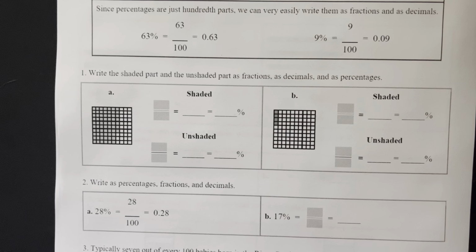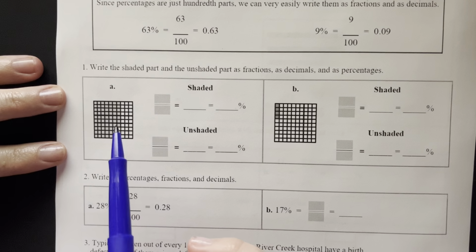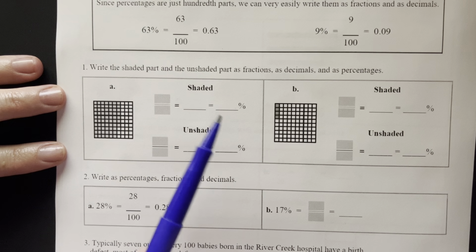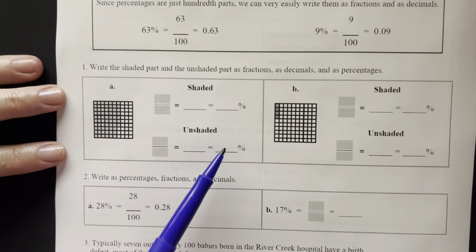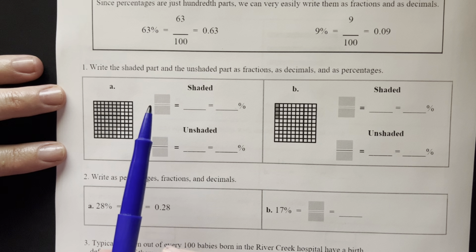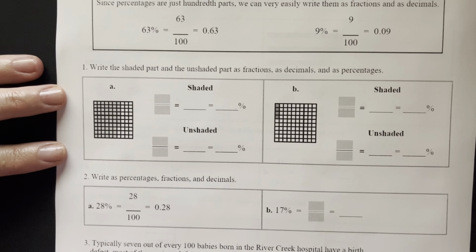Similar to the work we've already done with fractions and decimals using a 100 grid, we can use that to help find the percentage of shaded and unshaded regions, while also showing the equivalence between the fraction, decimal, and percentage representation.